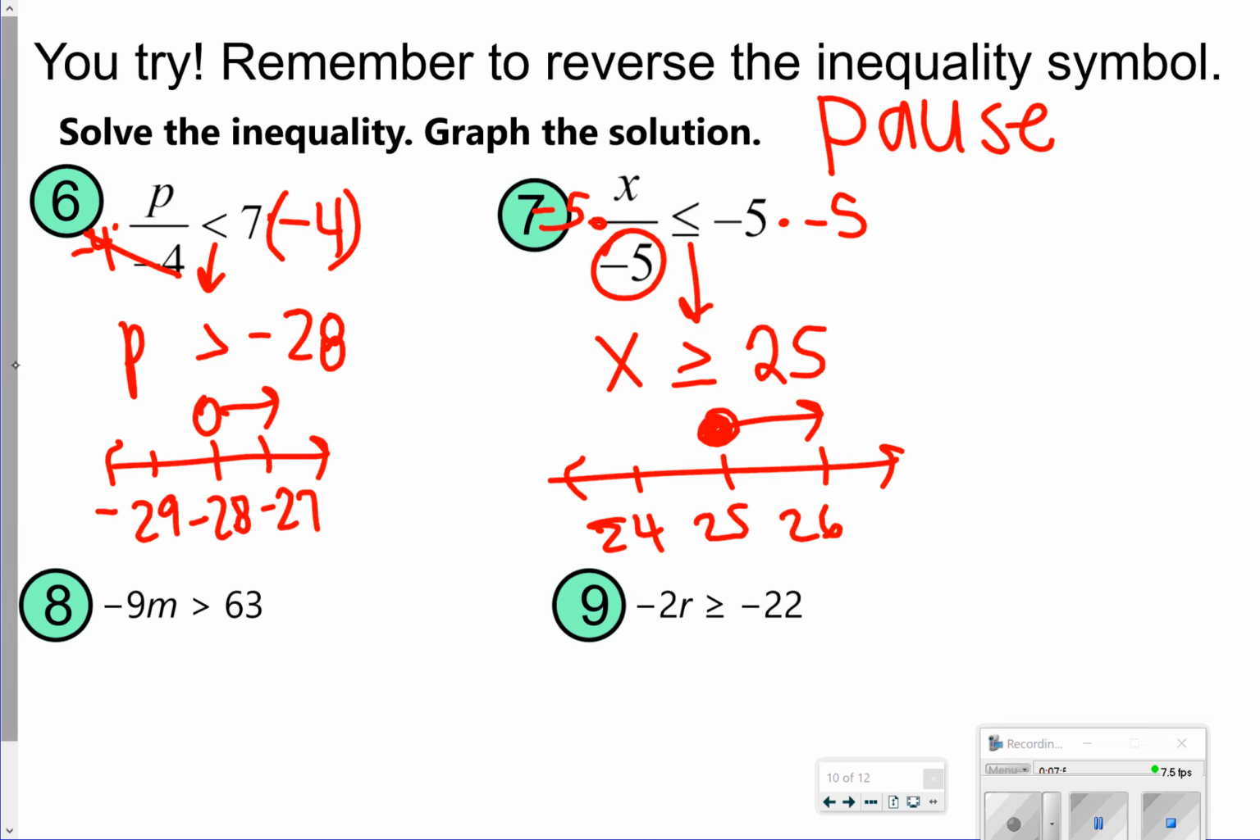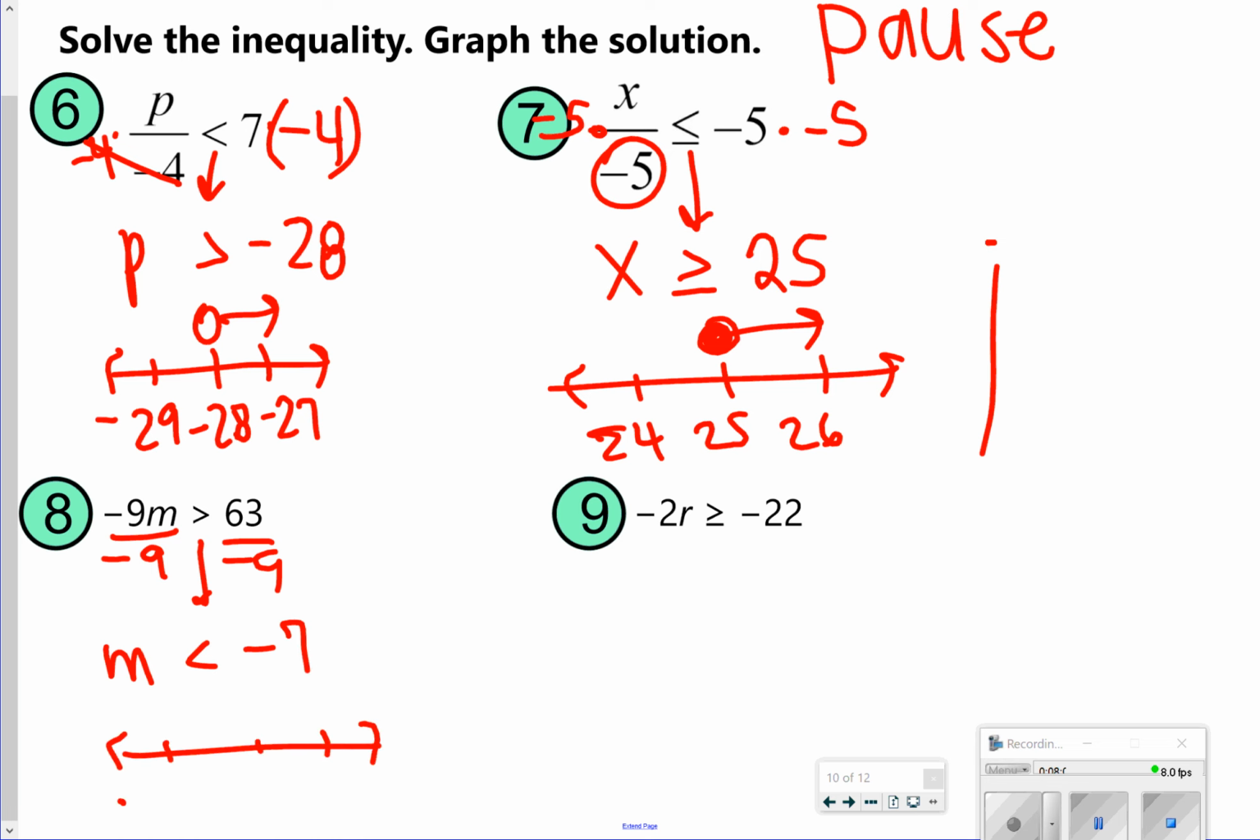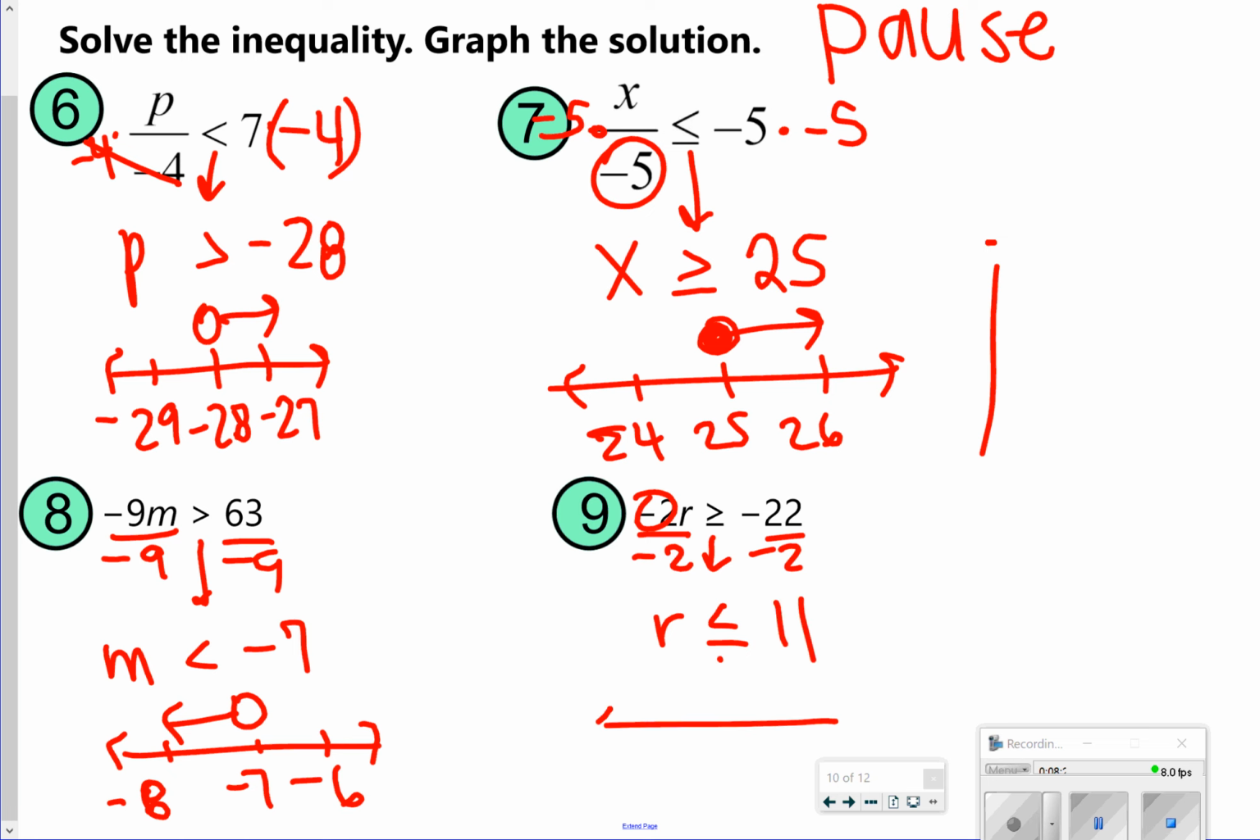For numbers 8 and 9, I'm dividing by negatives. So once again, I'm going to switch it from greater than to be less than. So m is less than -7. So -8, -7, -6, open circle pointing left. And then number 9, again, dividing by a -2. So switching that symbol to be less than or equal to. So I'll have r is less than or equal to +11. And with that one, I'll have 10, 11, 12, closed circle pointing left.